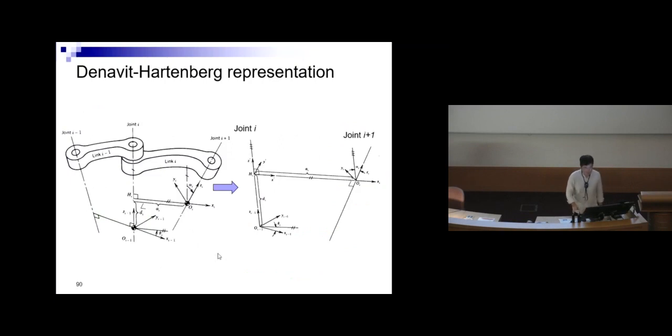So this is the drawing of the link, and then if you actually remove the link and then focus on the frame, you have something like this. This is joint i, this is joint i+1. Okay, this is the coordinate frame O_{i-1} and coordinate frame O_i. Follow?